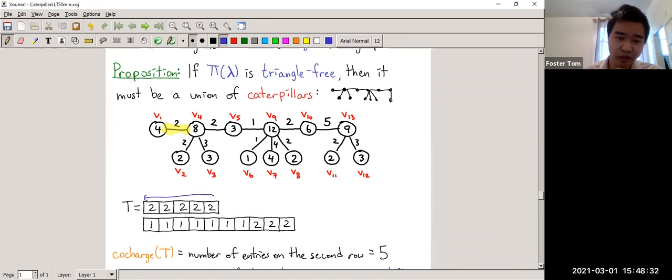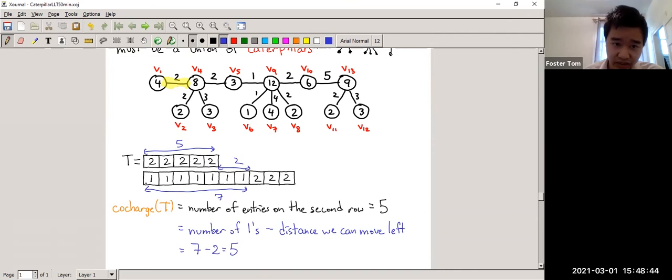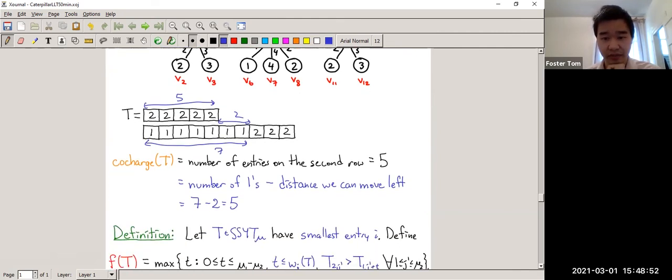So before we were thinking of this as 5, but a really weird way I could think about it is the number of 1s, which is 7, minus the distance that I can move left. So I can consider cocharge from this perspective, and it turned out that this was exactly the thing to generalize.